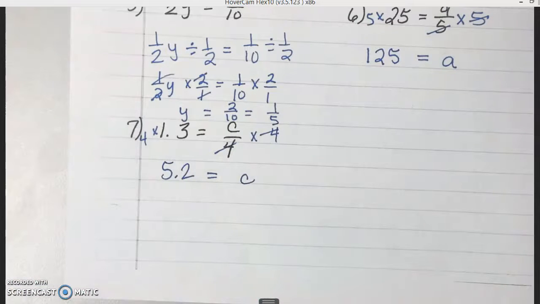Any questions? No. All right, so what you're going to do is work problems 8 through 13. Bring it to me, let me check it, and then you can do your exit ticket.